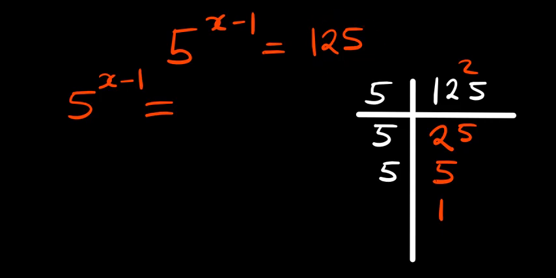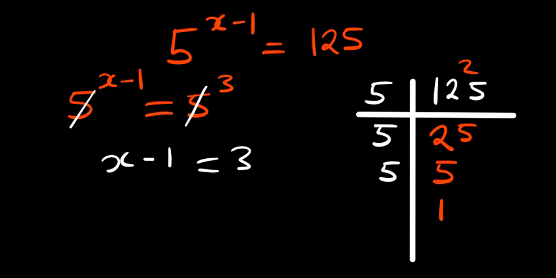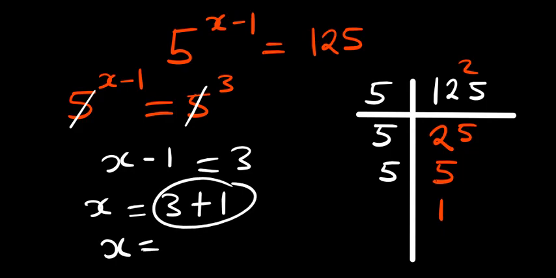125 is the same as 5 to the power 3 from what we just calculated. Now that the bases are the same, cancel the bases, then equate the powers. What do we have? We have x minus 1. This will be equal to the 3 on the other side. Then you put the like terms together. So I'm going to have x equals 3. When I take the negative 1 to the other side, it becomes a positive 1. Then x will be equal to 3 plus 1, that is equal to 4. Basically, that will be our answer.